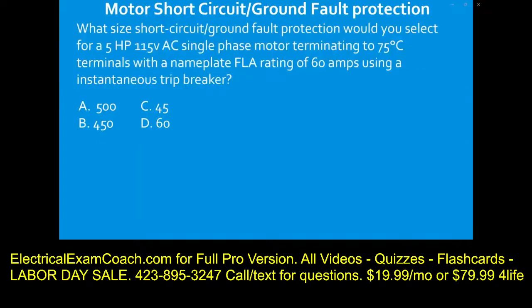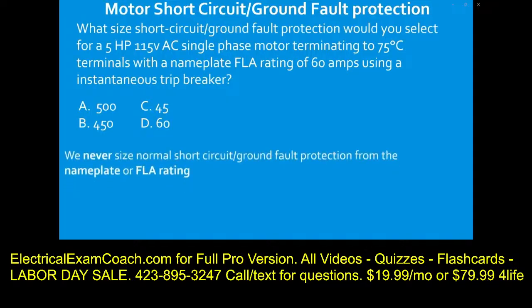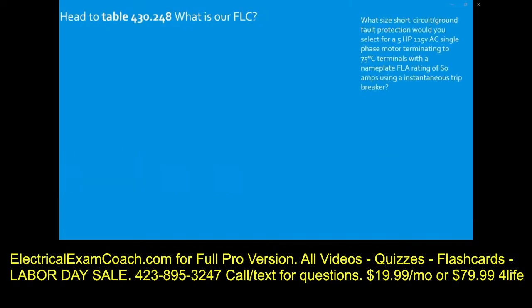What size short circuit ground fault protection would you select for a 5 horsepower, 115 volt AC single phase motor terminating to 75 degree C terminals with a nameplate FLA rating of 60 amps using an instantaneous trip breaker? And I love this one here. You're going to think it's hilarious. So we never size normal short circuit ground fault protection from the nameplate or FLA rating. First thing that we do is find out what our FLC is. We head to table 430.248. What is our FLC? Starting on the left-hand side with our horsepower, coming across to our voltage, we're going to find that the FLC is 56 amps.